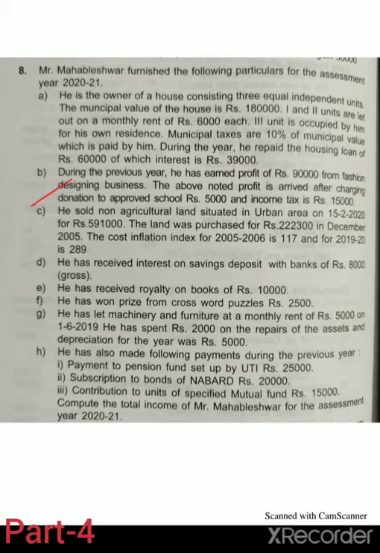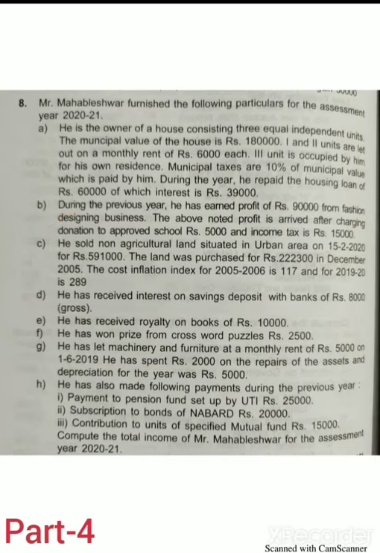Now look at B. During the previous year he has earned a profit of rupees 90,000 from fashion designing business. That means the second information relates to business. The above noted profit is arrived after charging donations to an approved school of rupees 5,000 and income tax of rupees 15,000. So this is information about income from business.